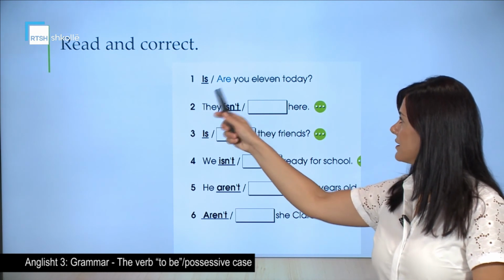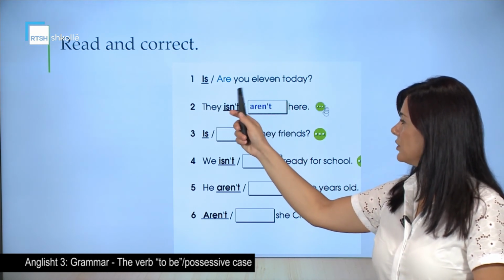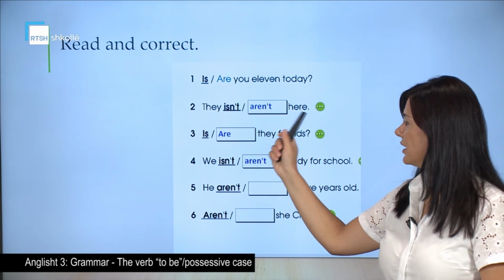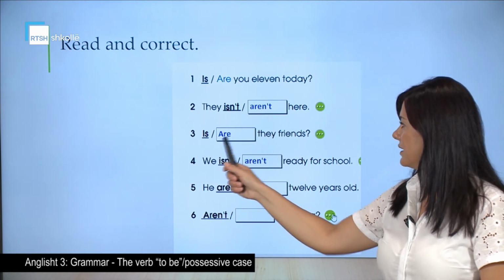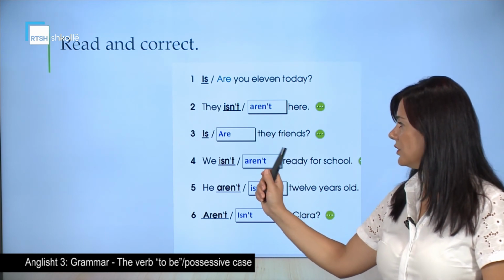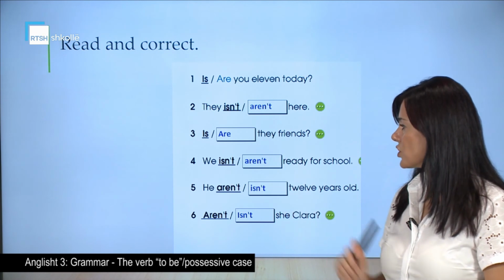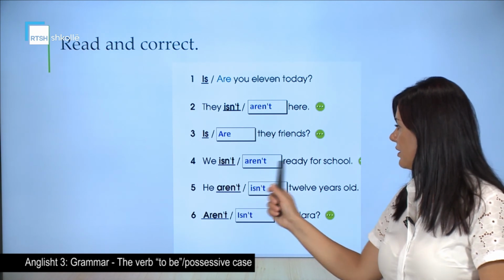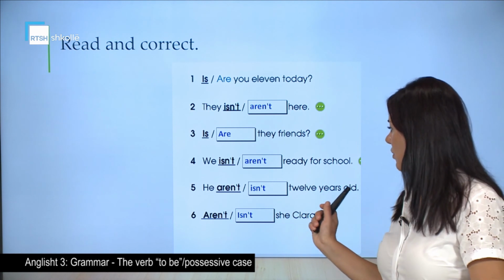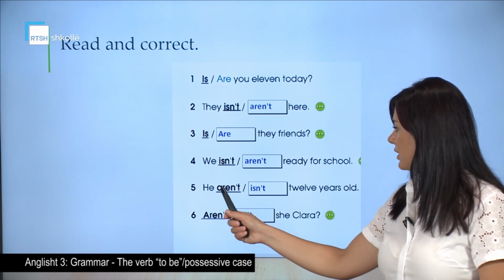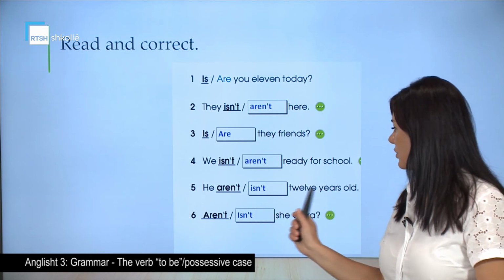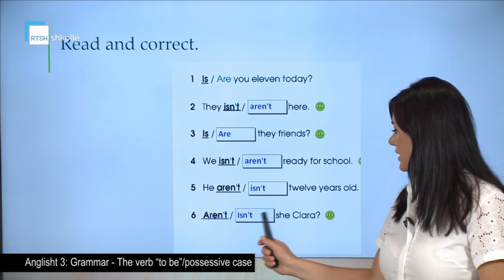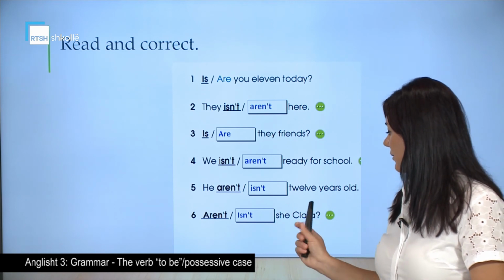For example, "is you 11 today?" is wrong. The correct one would be "are you 11 today?" "They isn't here" is wrong; we use "they aren't here". "Is they friends" is wrong; the correct answer is "are they friends". "We isn't ready for school" is wrong; the correct answer is "we aren't ready for school". "He aren't 12 years old" is wrong; we would use "he isn't 12 years old". "Aren't she Clara" is wrong; the correct answer is "isn't she Clara". Okay?